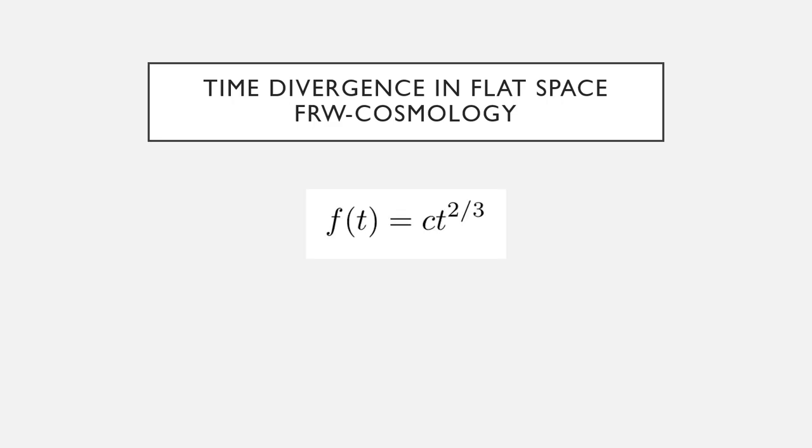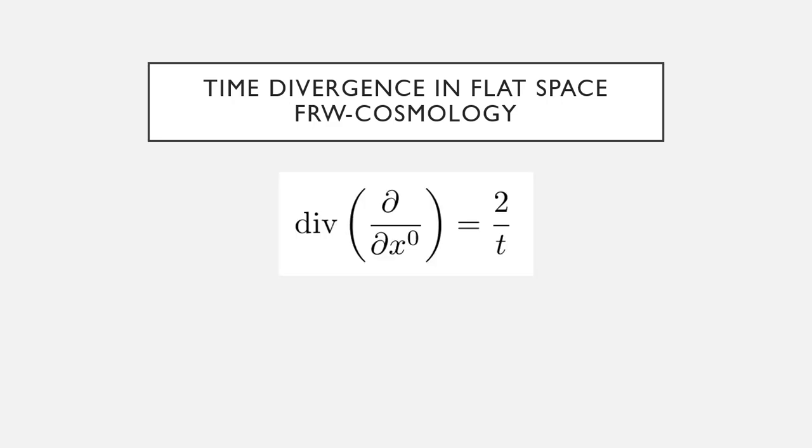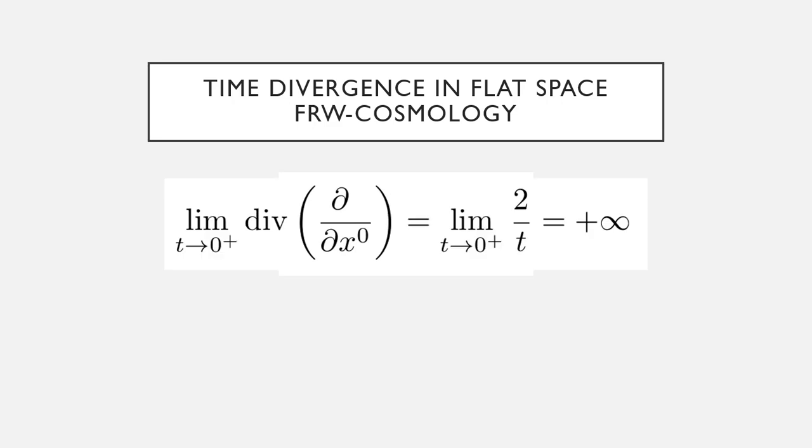For the flat space Friedmann-Robertson-Walker cosmology, f of t ends up being a constant times t to the power of 2/3. And if we then plug that into the formula for the divergence of the time vector field, we just get 2 divided by t. Taking the limit as t goes to 0 from the right, you can see that the divergence of the time vector field goes to plus infinity at the time of the Big Bang, t equals 0.